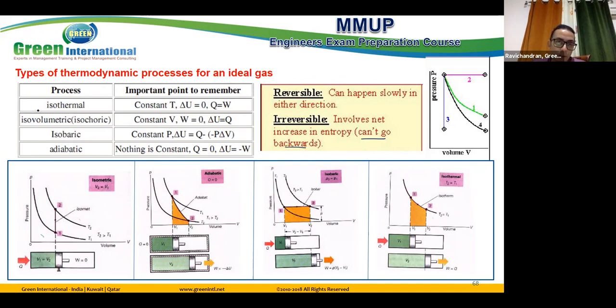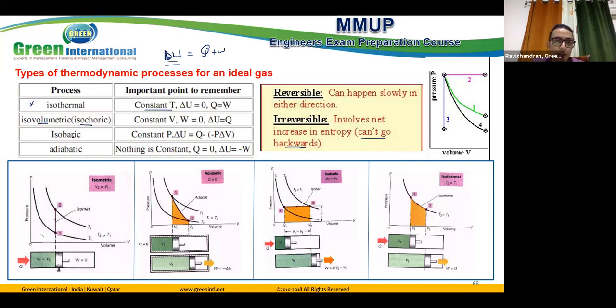Let's see the other processes. Isothermal means constant temperature. So with constant temperature, when you apply the first law of thermodynamics, delta E, which means delta U, the change of internal energy, equals Q plus work. When temperature is constant, internal energy is a function of temperature only, so the change is 0. It means Q is equal to work.